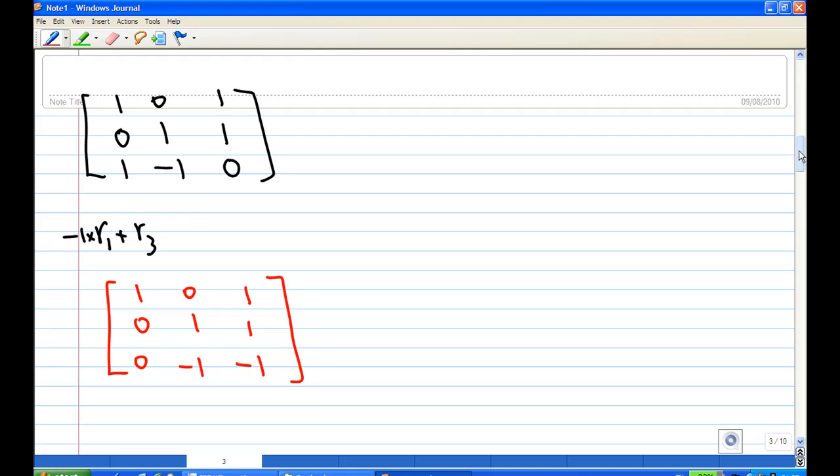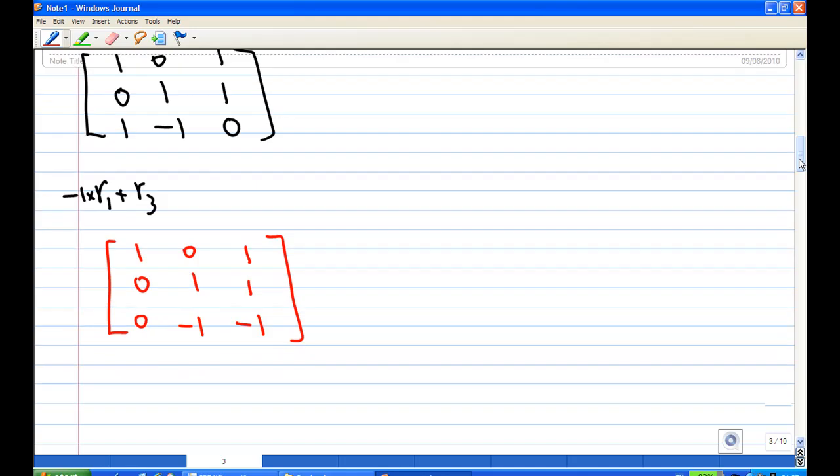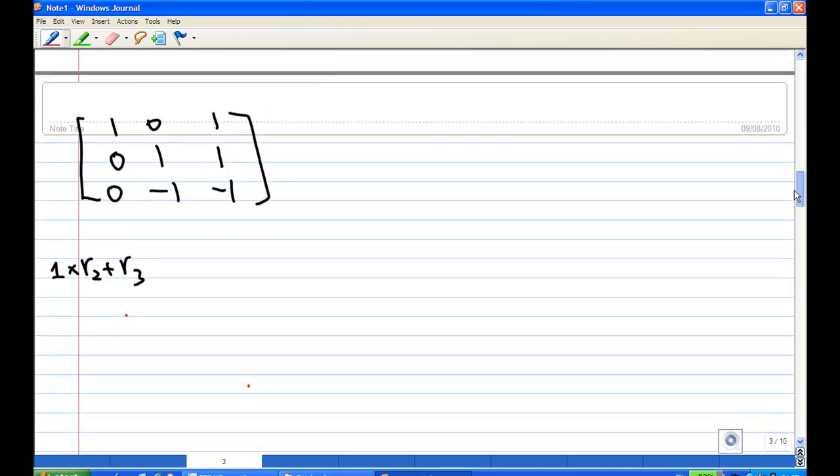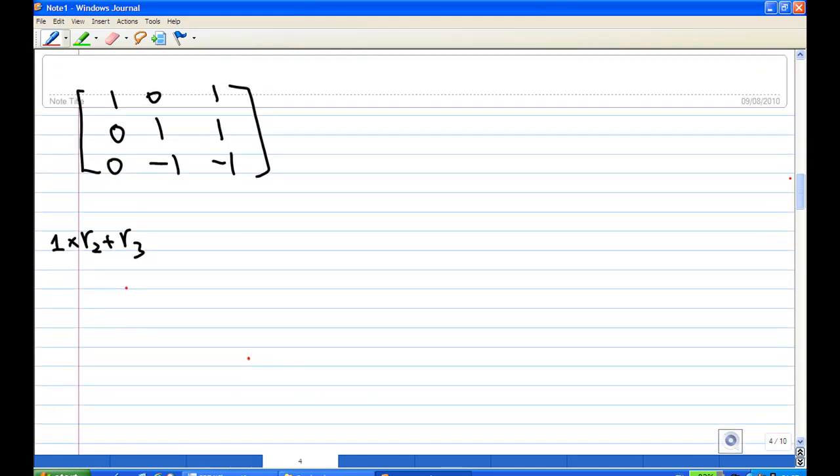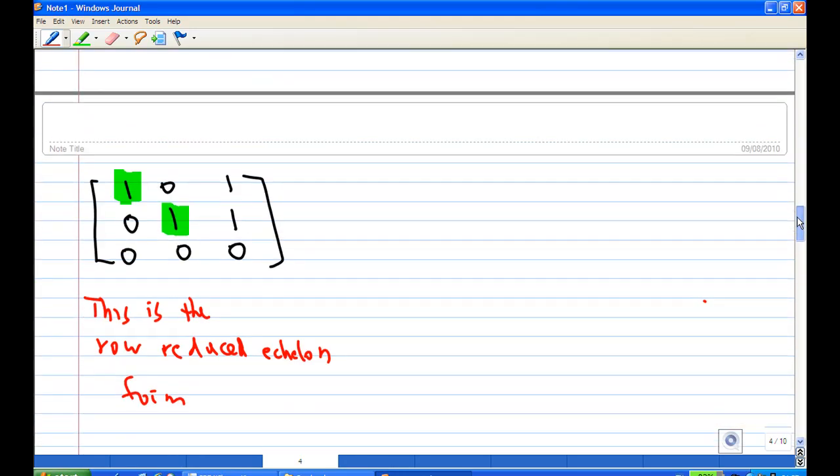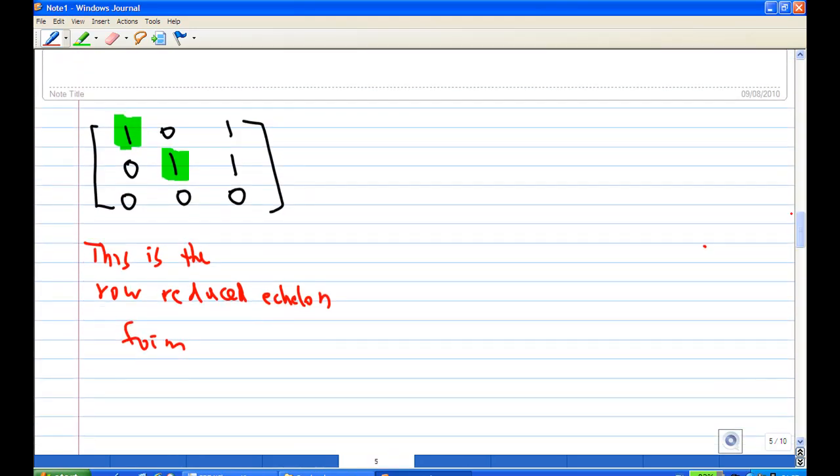Then, the second row has a leading one now. I'm going to make sure that the entry below the leading one is 0. So I can do second row times 1, add to the third row. Then the first row remains unchanged, second row remains unchanged, the third row becomes all 0. Now we have the row reduced form, as every row has a leading one, the column containing a leading one is all 0 otherwise, and the zero row is at the bottom.